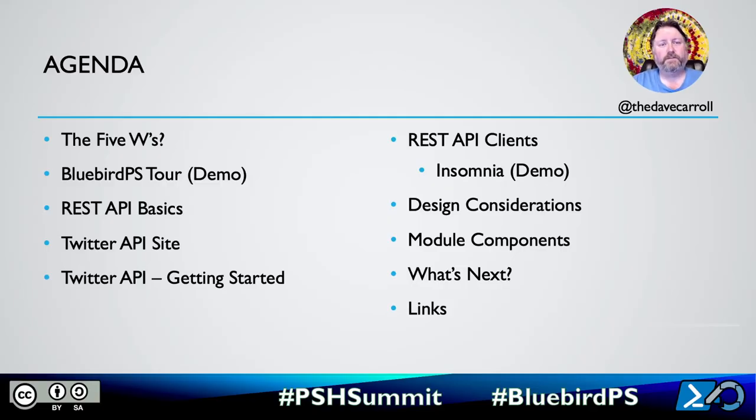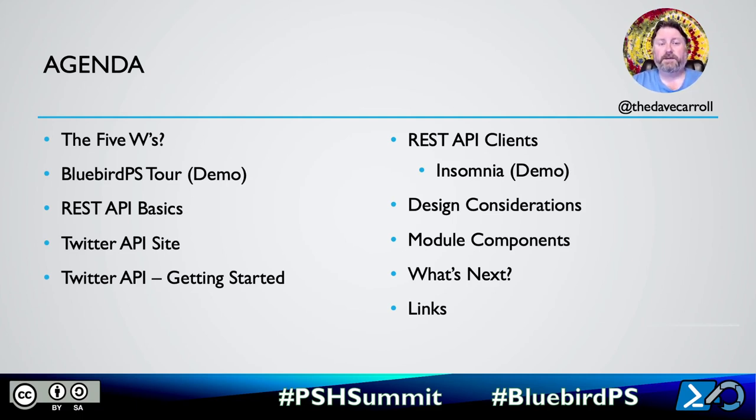In this talk, we'll examine the process I use in creating BluebirdPS. First, we'll ask the questions that anyone writing any module should ask themselves before they write the first line of code. After a short tour of what BluebirdPS can do, we'll then cover the basics of a REST API. Then we'll focus our attention on the Twitter API documentation, as learning any API is critical before writing your module.